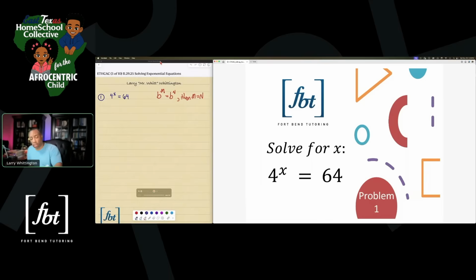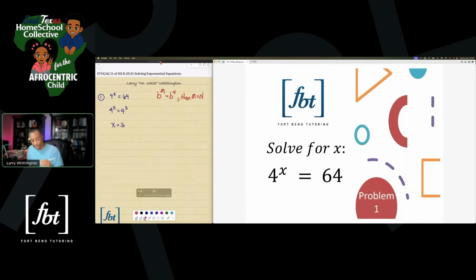So in our equation here, we can rewrite the right side as 64 being equivalent to 4 to the third power. So now that we have each term on either side of the equation have a base of 4, then the exponents must be the same. So therefore, we can say that x must be equal to 3. And this is our answer right here.